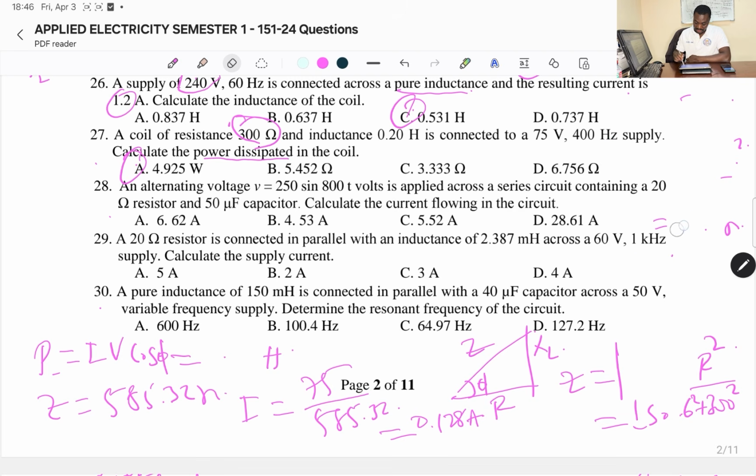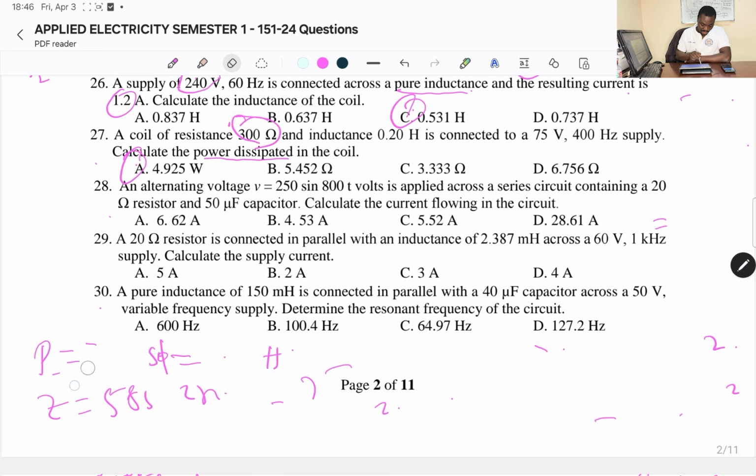This one is kind of complex compared to all the other ones. So far, this is the hardest question. So we go to question 28.